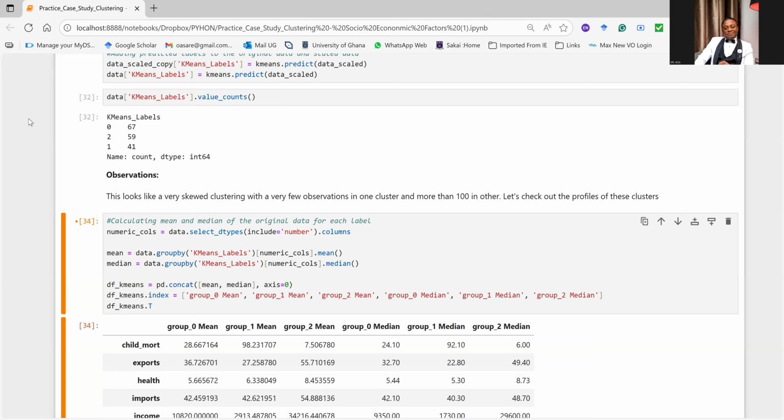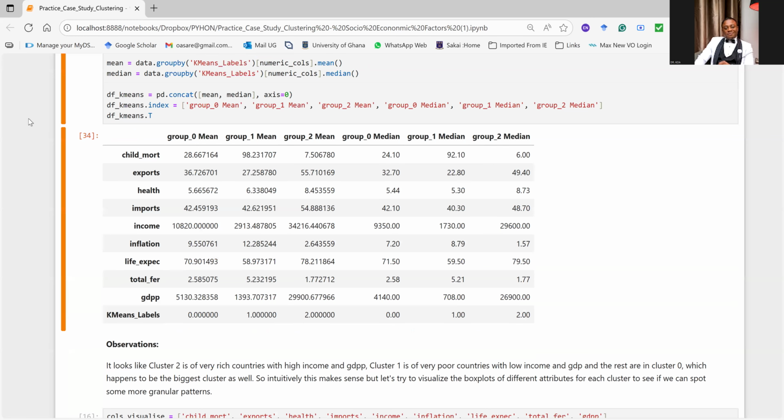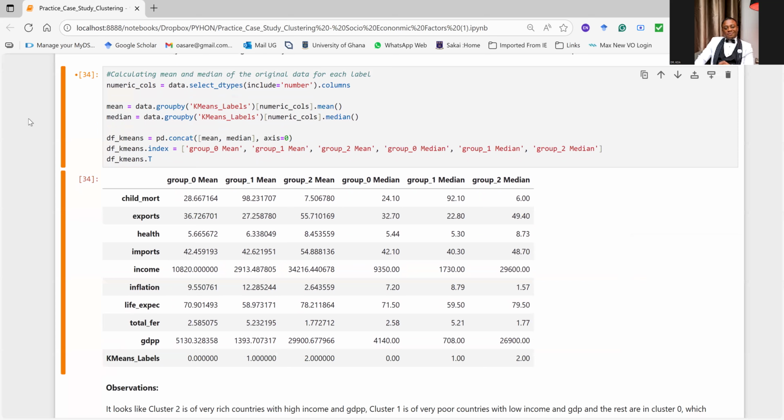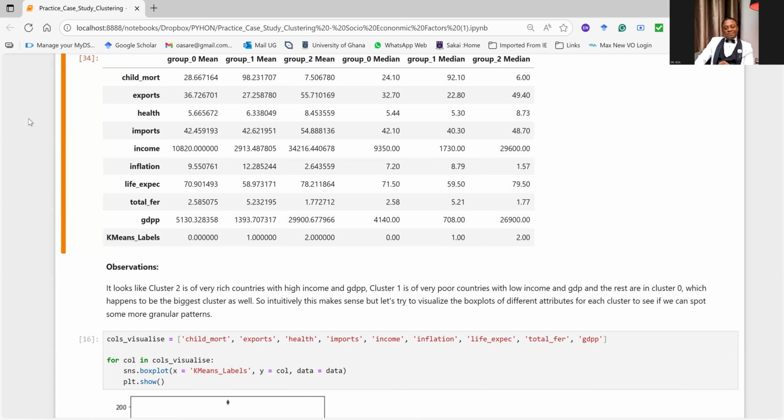So cluster 2, 59 countries, appear to be what? The wealthy countries. And the 41 countries appear to be the poor countries. And then the 67, the largest group, appear to be the middle income countries. So already we are coming towards a point where we are able to do grouping. Intuitively, this makes sense.